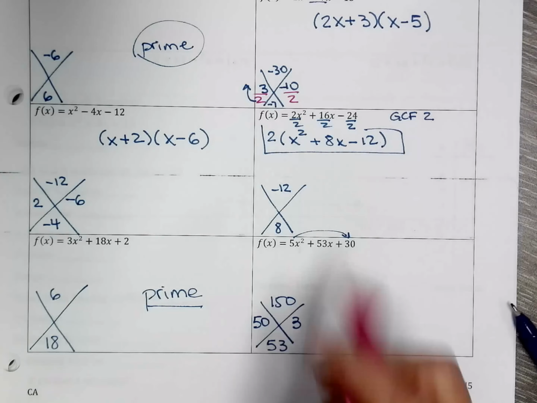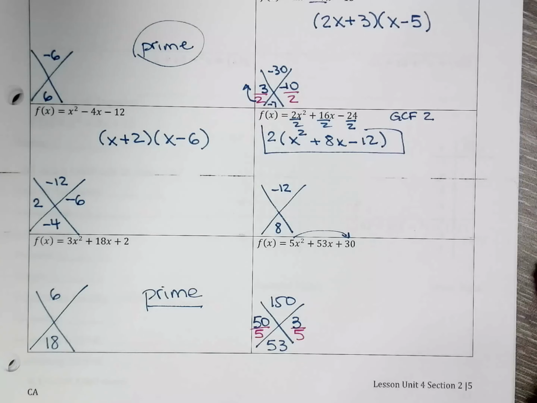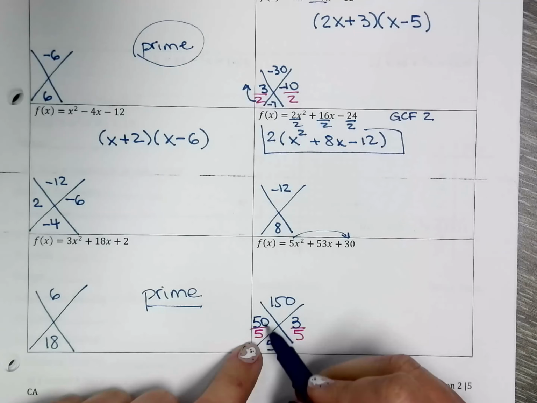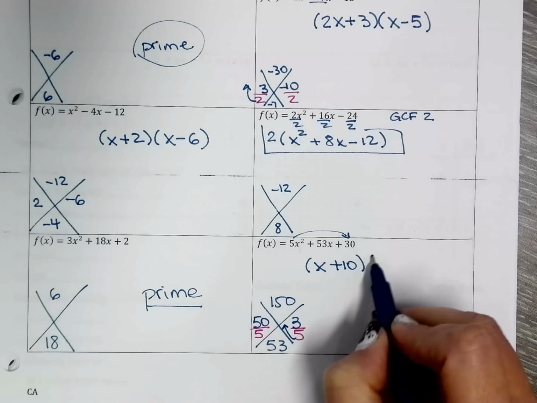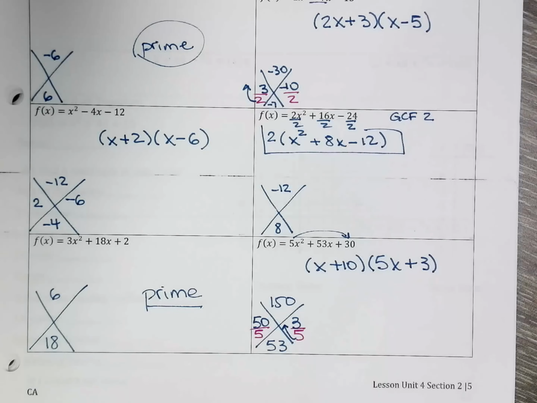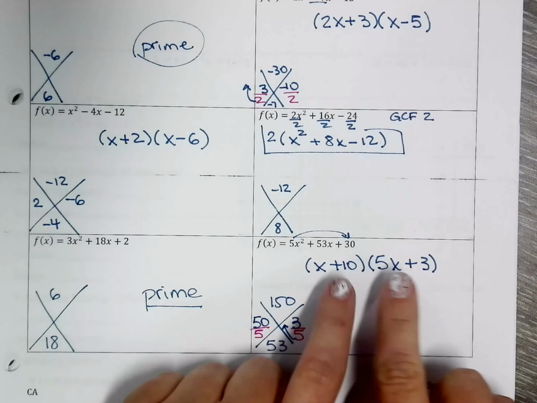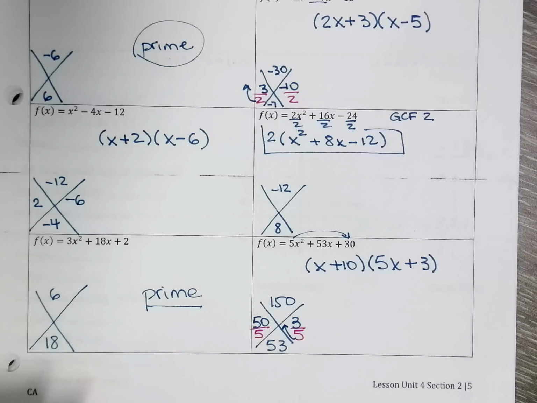Okay, because I started by multiplying by 5, I have to divide by 5. Simplify the fraction there. I get 10. This one doesn't simplify, goes up. So x plus 10, 5x plus 3. If you want to check, if you want to do FOIL here, it will go back to your answer, to your question right there. That's the end of page 5.